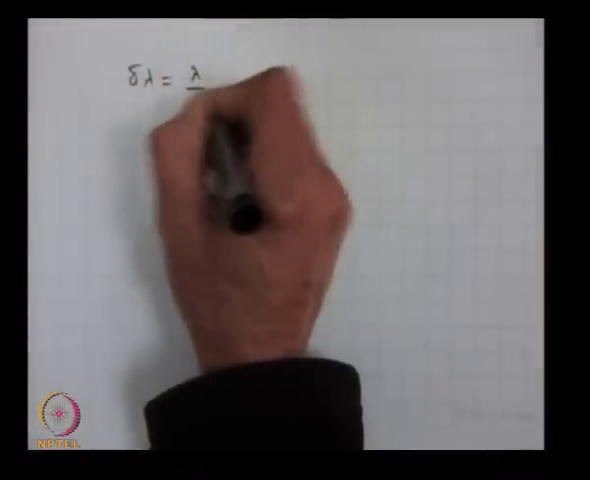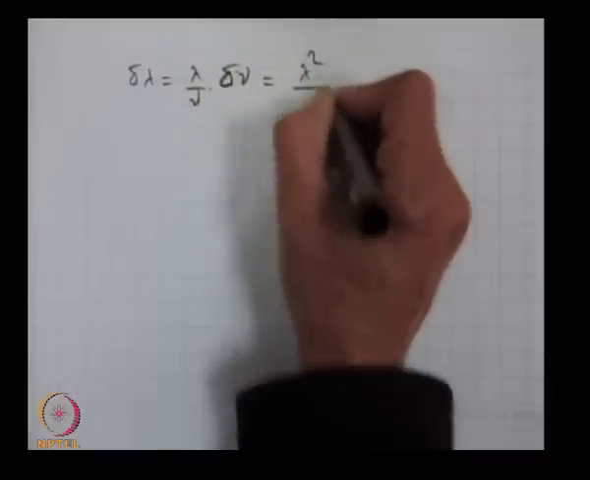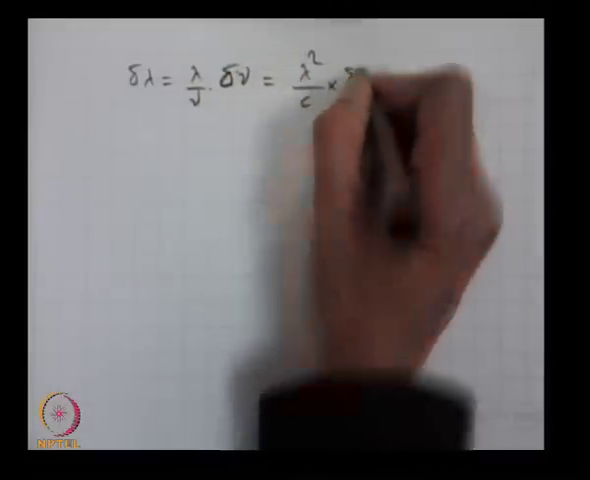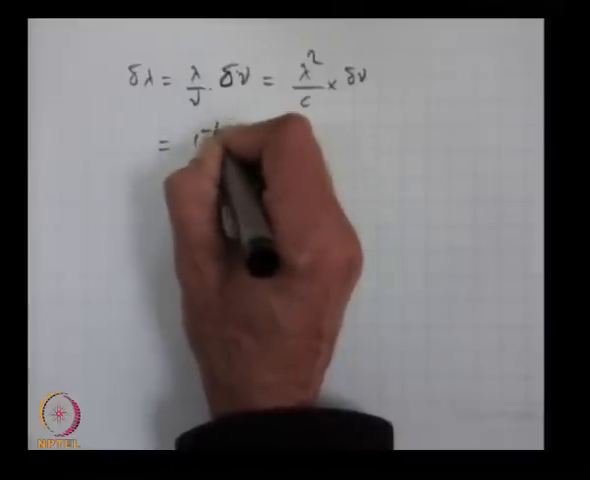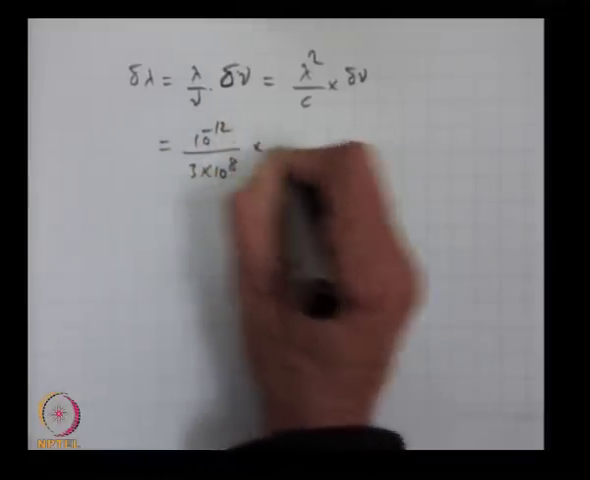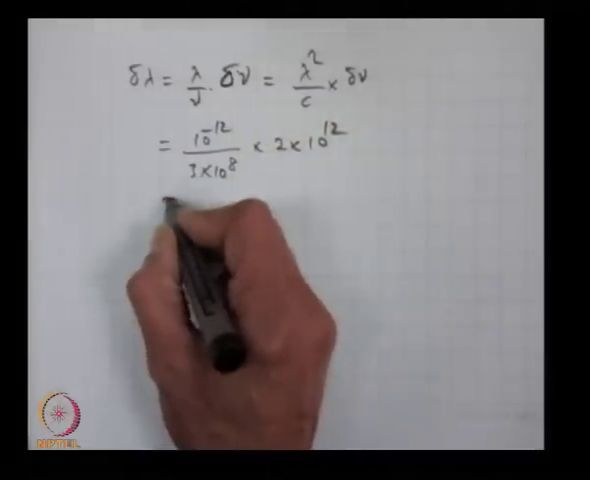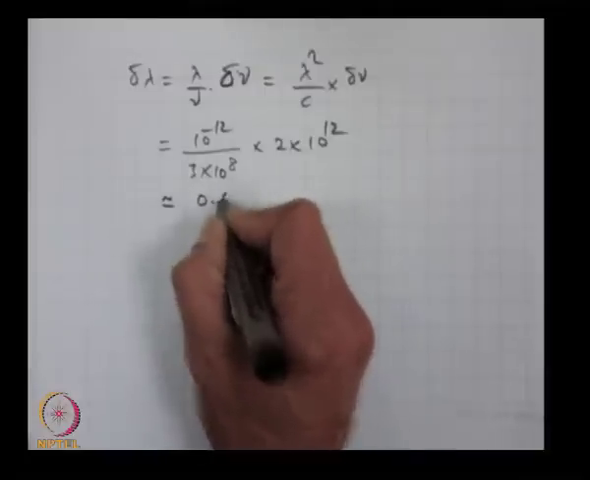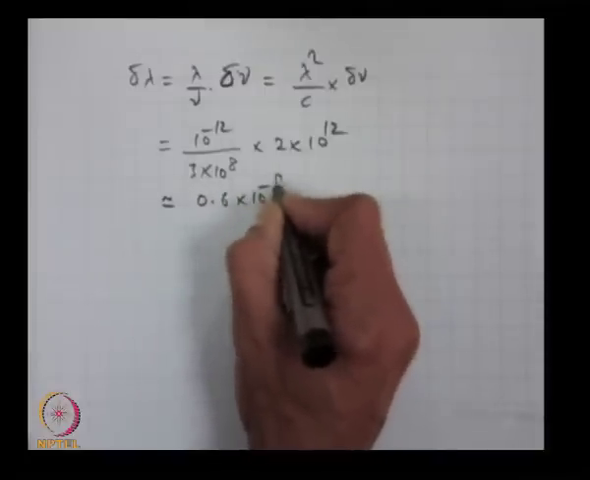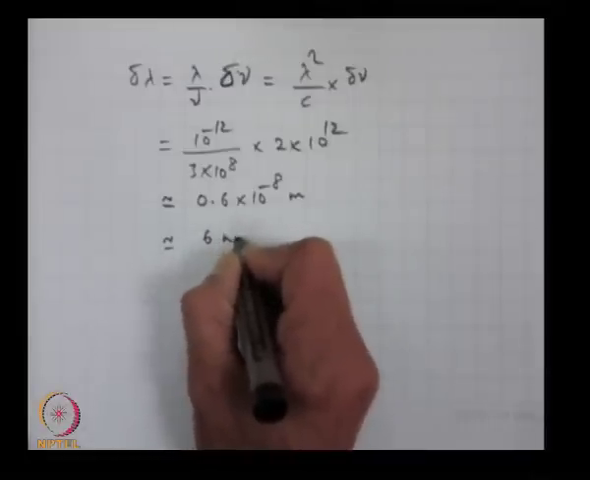So delta lambda is equal to lambda by nu into delta nu, which is equal to lambda square by c into delta nu. So this is 10 to the minus 12 by 3 10 to the power 8 into 2 into 10 to the power 12. So that's about 0.6 nanometers.